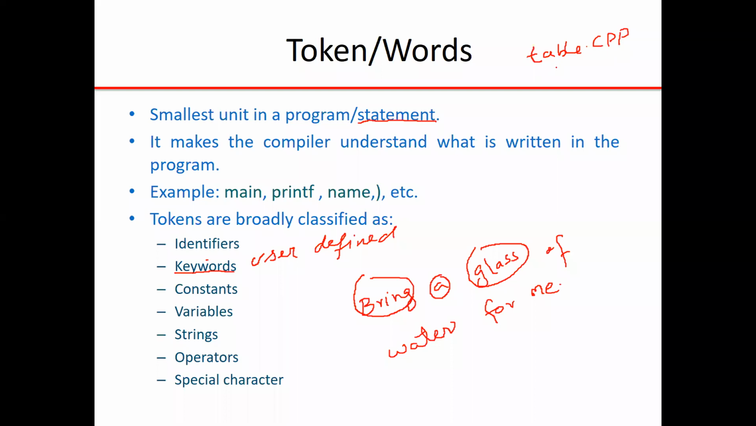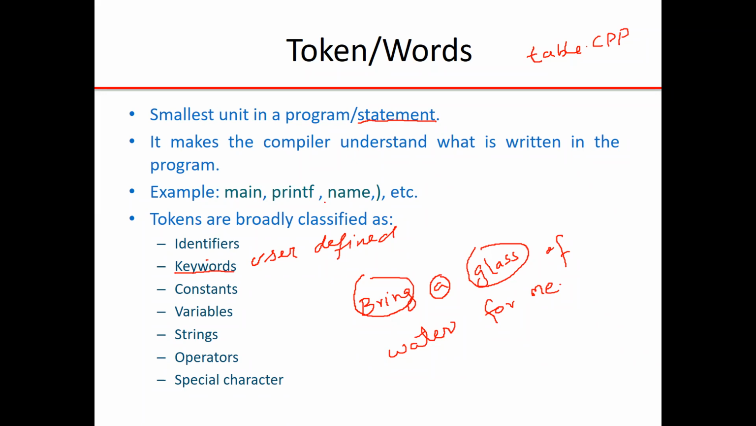So this file name is written by me. This file name is used by me. So this is called table, a user defined word. Some words are user defined words. Some words are reserved words. So we have to be very clear about that. A complete list of reserved words is available in the C++ literature. It makes the compiler understand what is written in a program. The words are a very important thing.